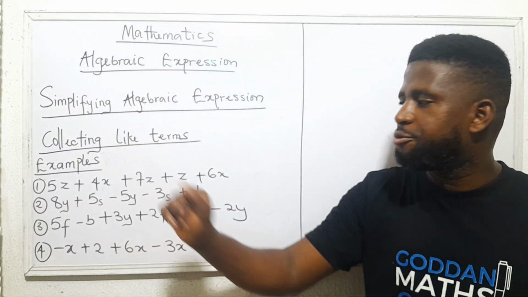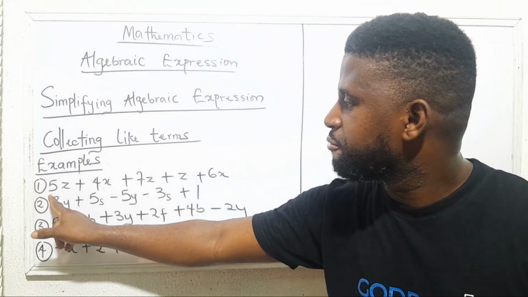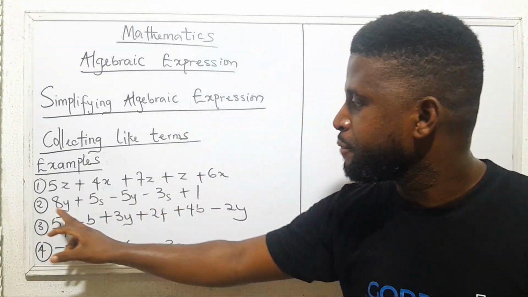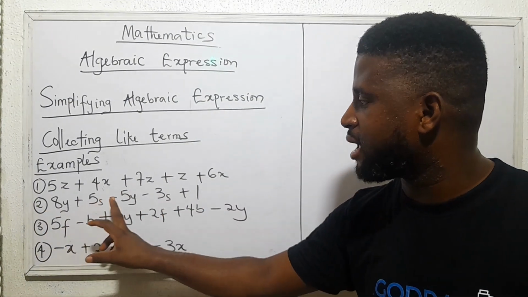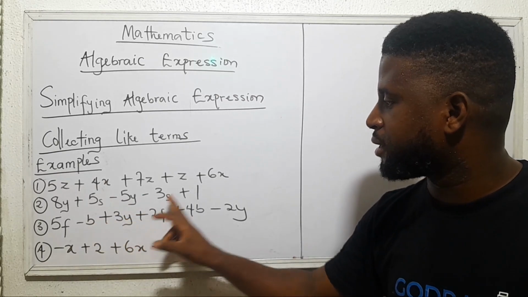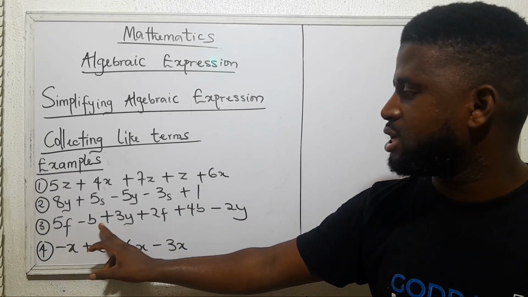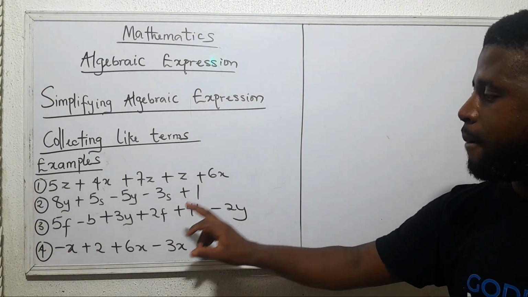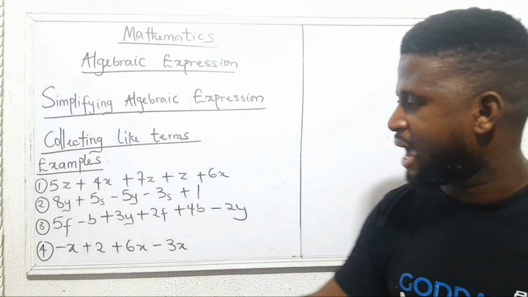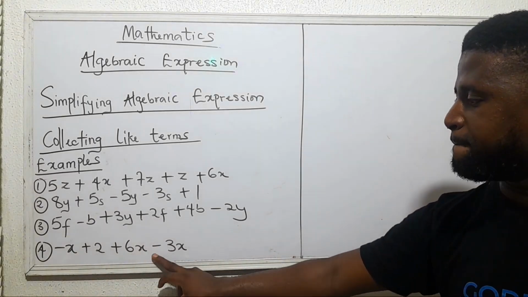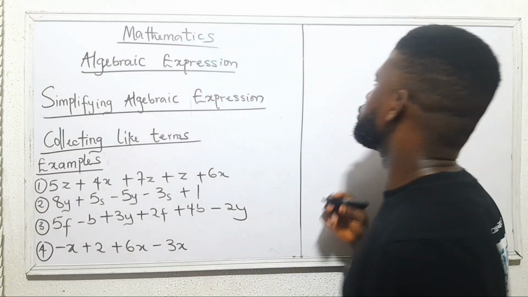So we solve some examples. Number 1, 5z plus 4x plus 7z plus z plus 6x. Number 2, 8y plus 5s minus 5y minus 3s plus 1. Number 3, 5f minus b plus 3y plus 2f plus 4b minus 2y, and number 4, minus x plus 2 plus 6x minus 3x. Now, solution.